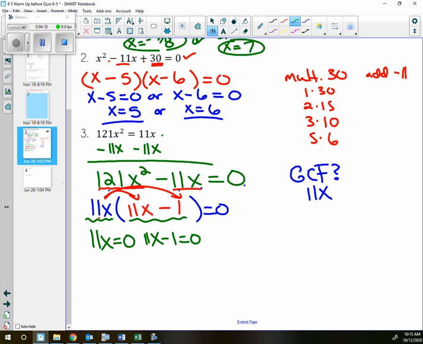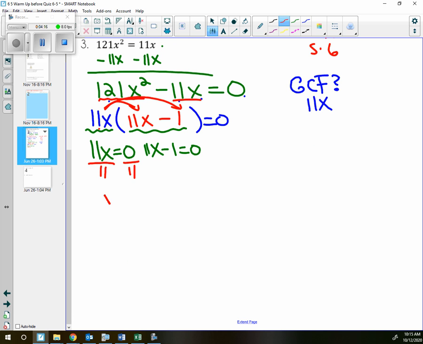And we solve these two for x. All right, well, the first one, how do you get rid of multiplying by 11? Well, you divide by 11. So x equals, now this is the part that if you're not sure, type it in your calculator. 0 divided by a number, that's 0. So 0 is one of your factors, one of your zeros. The other one is add 1. So we've got 11x equals 1, and then divide by 11. So this other one's not such a fun number, 1/11. So it's going to be a fraction. So one of my solutions is 0, and the other one is 1/11.